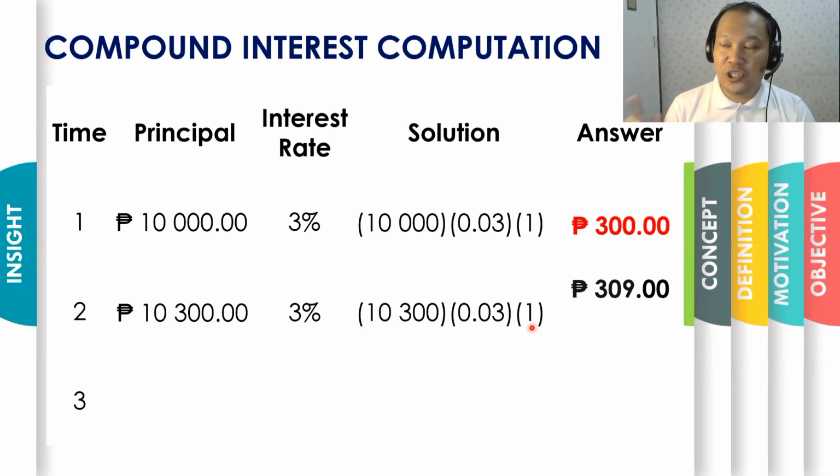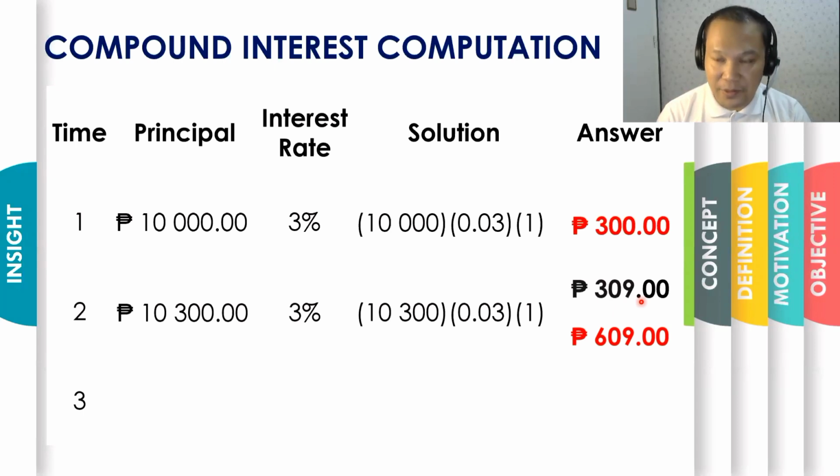because in the simple interest, after 1 year, it generates 300 pesos. On the second year, another 300 pesos. Therefore, Peter receives 600 pesos, that is adding the first 300 pesos and then another 300 pesos. But for the compound interest, it is higher than the 300 pesos, which is 309. Therefore, after 2 years, the total earned interest of Jose is 609 pesos.